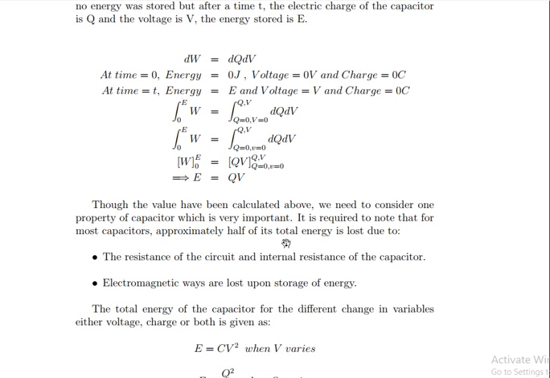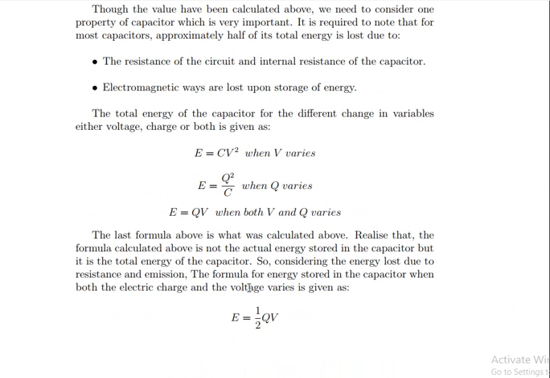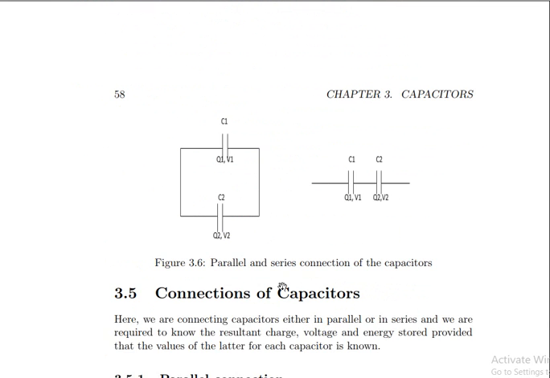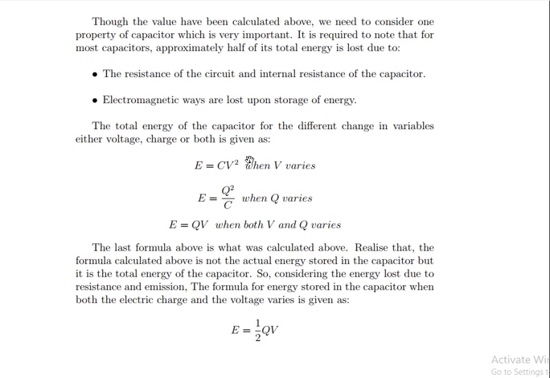These are the two main reasons which make the energy stored to be only half QV. So from here we see that when the voltage and the charge vary, the energy varies together. The energy stored is going to be given as half QV. But the total energy of the capacitor, when you don't omit the loss of energy from the resistance of the circuit and the emission of electromagnetic waves, is going to be QV, or CV squared, or Q squared all over C.